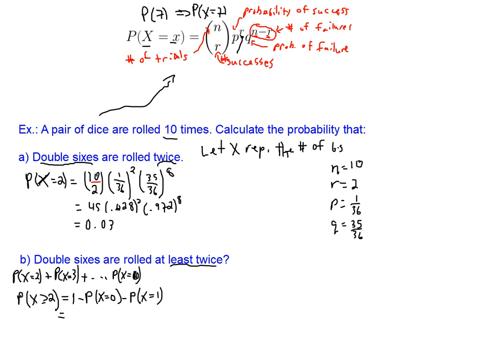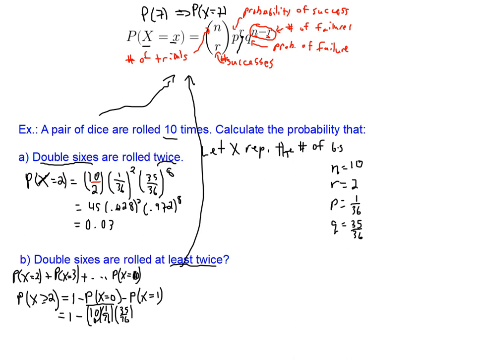So let's have a look here. We can set this up. The probability that x equals 0, we're just going to use our formula from way up at the top here. We need n. So n is still 10. So we're going to do 10 choose 0 this time. Probability of success is still 1 out of 36. And the probability of failure is still 35 out of 36.